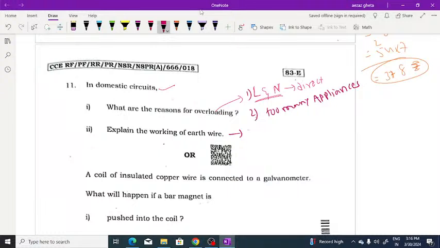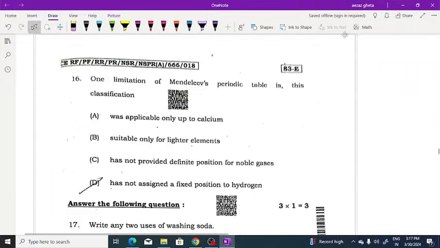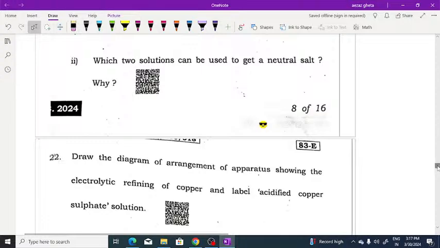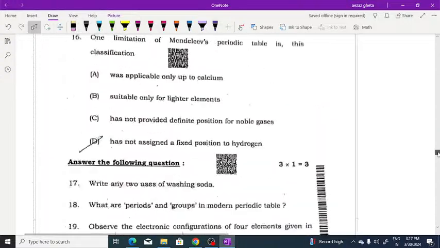Explain the working of the earth wire. See, there are in total three wires: live wire, neutral wire, and earth wire. The earth wire is connected because if any leakage of current is there in a metal appliance especially, that leakage of current will go to the earth wire, which is directly connected underground in the earth. So whatever leakage of current is there, it will directly go to the earth wire and protect us from getting a shock. This is one of the safety measures. So it protects us.